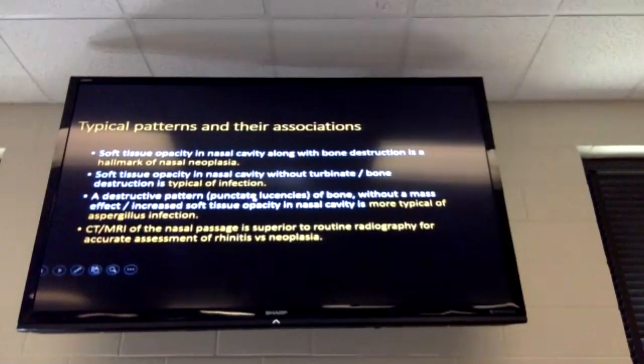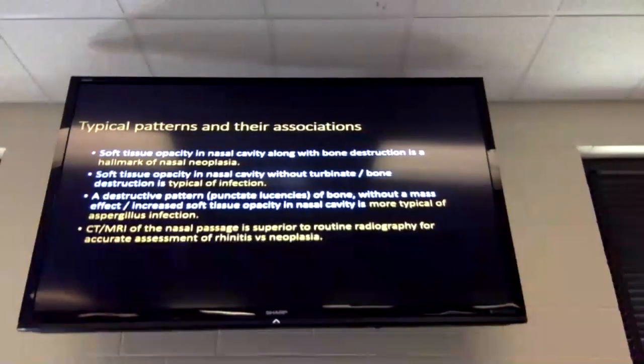The third pattern is when there is a destructive pattern or lucencies in the bone without increased soft tissue opacity. So there are just lesions in the bone, that's it. That's usually typical of aspergillus or fungal infections. Okay? So again, you need biopsies or CT or MRI to further confirm that. Or you can do a rhinoscopy and look around, because usually with fungal diseases you will see a plaque in the nasal cavity. And then you can take samples from there.